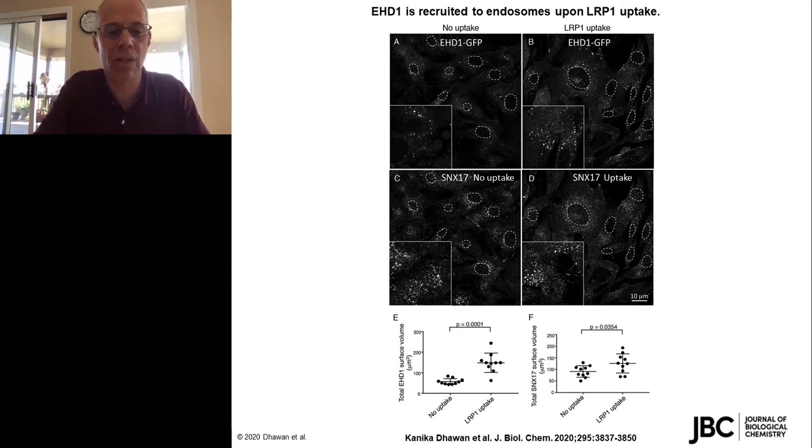And we can measure this by doing quantitative microscopy. As you can see in the left panel, the total EHD1 surface volume on these endosomal structures is dramatically increased when we do the LRP1 uptake. It is increased a little bit for SNCC17, but relatively minor compared to the EHD1.